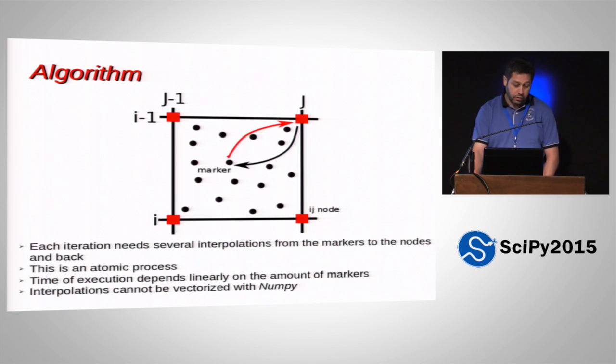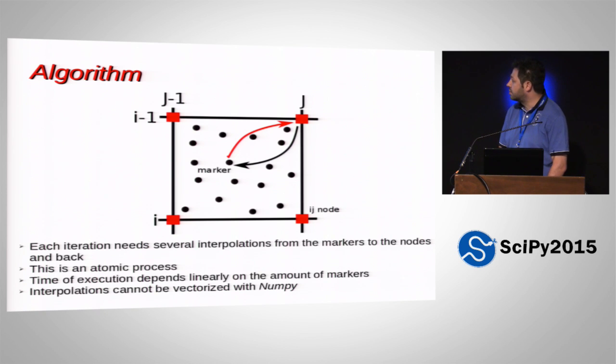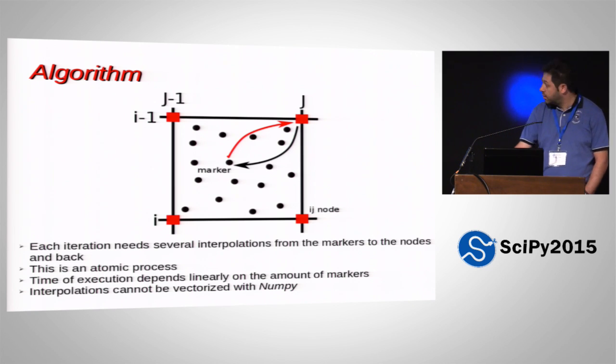Another important point of the algorithm is that in the marker in cell technology, there are several interpolation processes between the marker and the node and back. This operation is an atomic operation. The time of execution depends on the amount of markers, and the interpolation cannot be vectorized with NumPy.